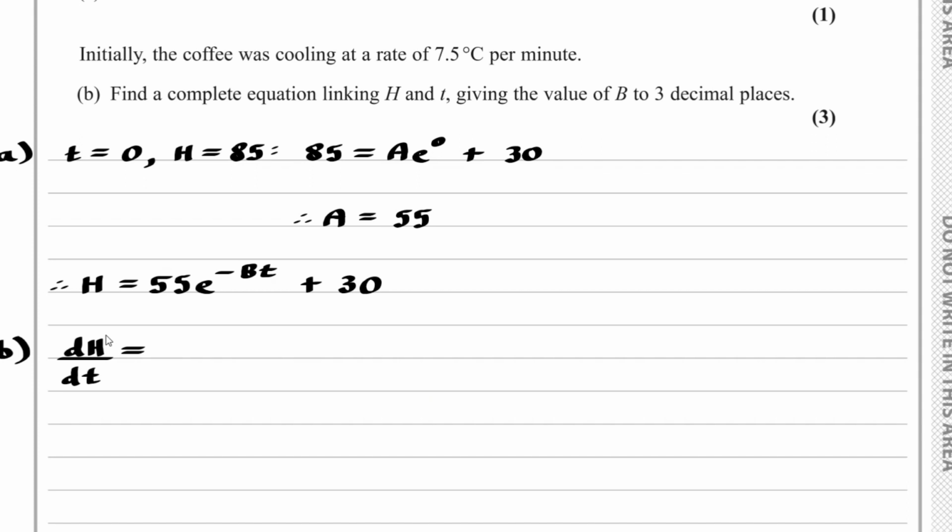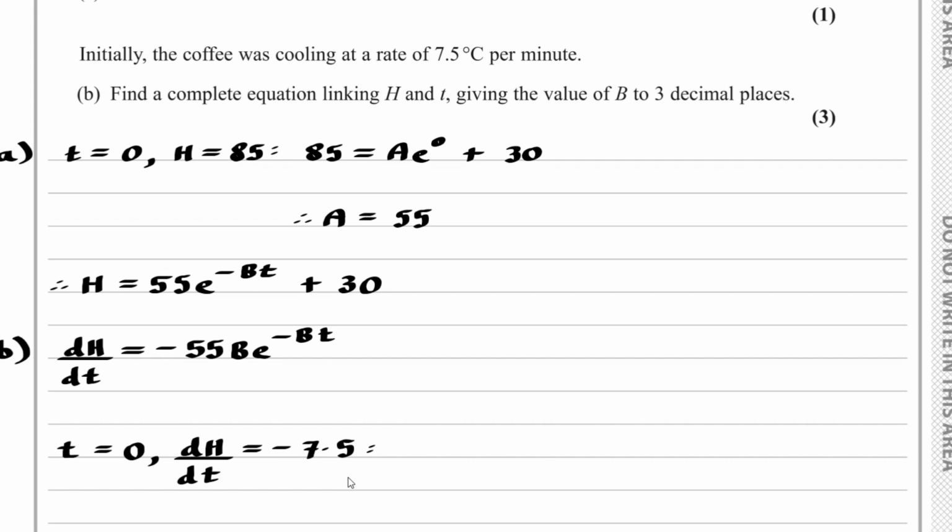So, we need to first of all find out what dH over dt is, because we are considering the rate of cooling. dH over dt, if we differentiate, we end up with negative 55b e to the negative bt. We also have this condition that when t equals 0, dH over dt is equal to negative 7.5. The reason t is equal to 0 is because we are concerned with the initial cooling rate, and because we are cooling the coffee, we have this negative. So dH over dt is equal to negative 7.5.